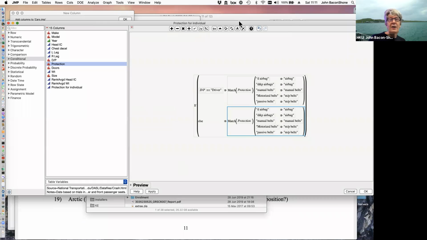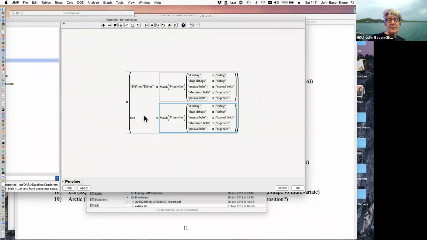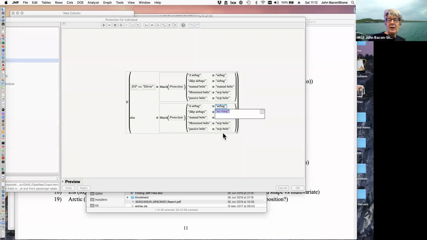So I'm now starting out with the same answers for passengers as drivers. That's not quite correct, because if it's a driver airbag, then actually I don't have airbag protection. And in fact, this is external knowledge. As I said, it went through the stages of manual, motorized and passive, and then airbag. So actually a driver airbag only normally means that the passenger has got MP belts, right? Either motorized or passive.